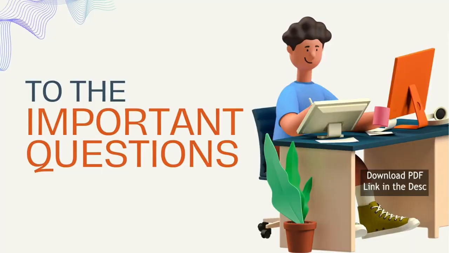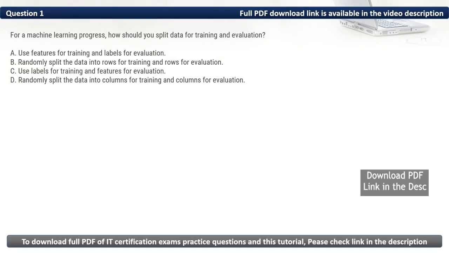To the important questions, question 1. For a machine learning process, how should you split data for training and evaluation? For a machine learning process, we should randomly split the data into rows for training and rows for evaluation. Thus, the correct option is B.